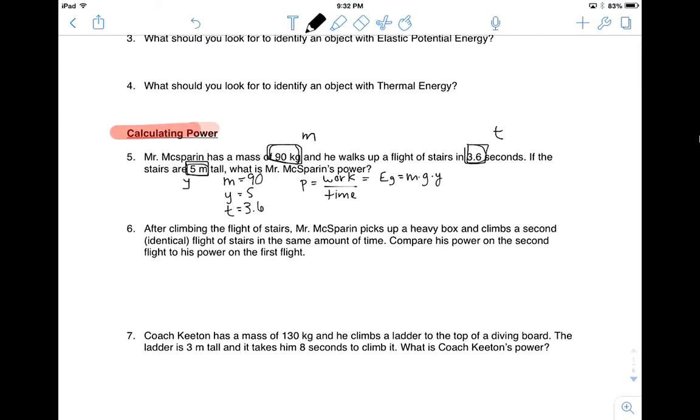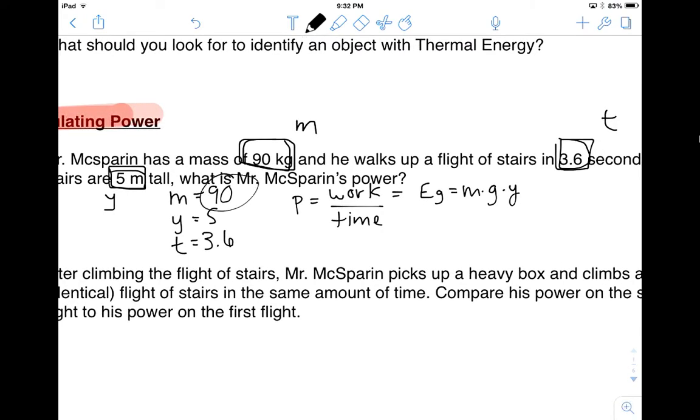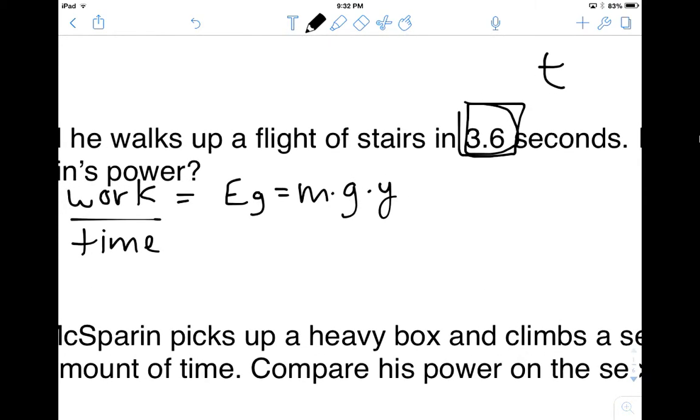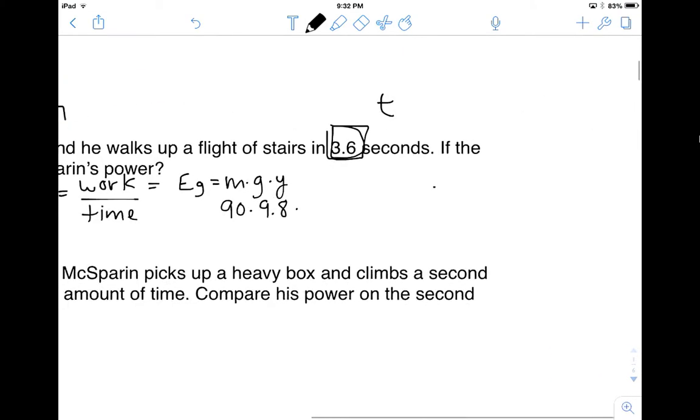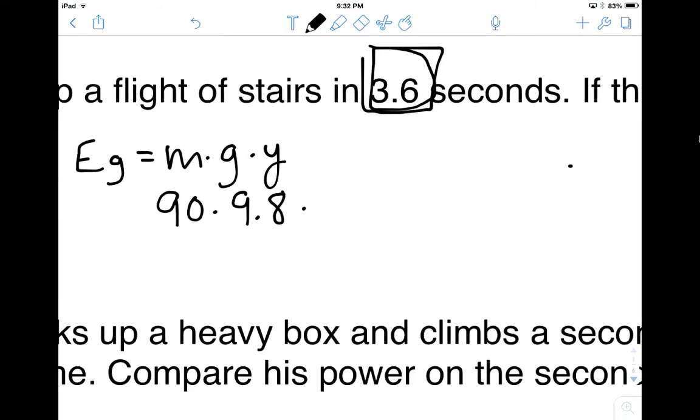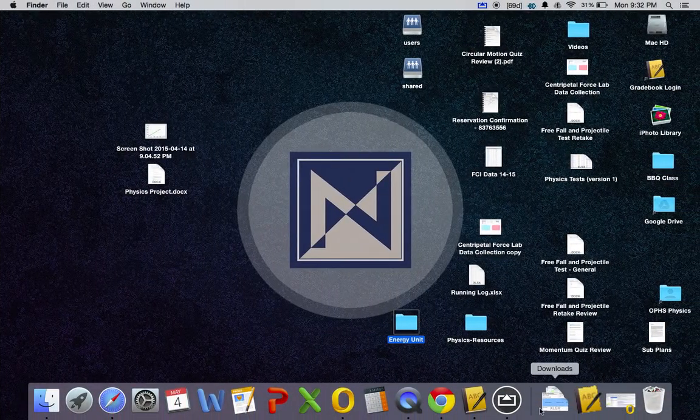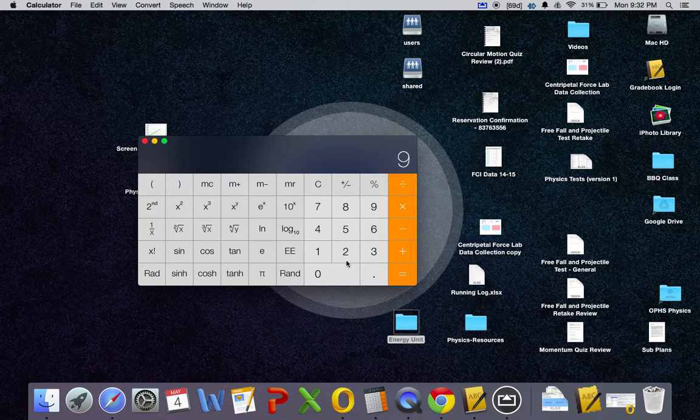Okay, now M, we said, was 90. So I've got 90 times, now G is always 9.8, and then multiply times Y, which we said is 5. So I've got 90 times 9.8 times 5. Let's do, come on, calculator, open. 90 times 9.8 times 5 is 4410.